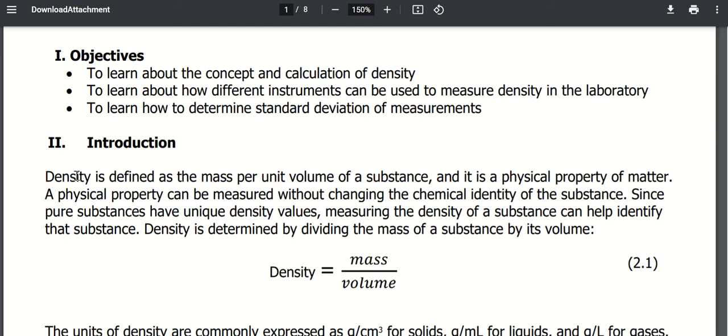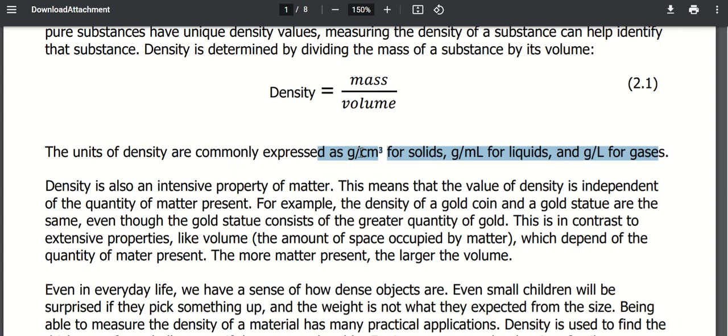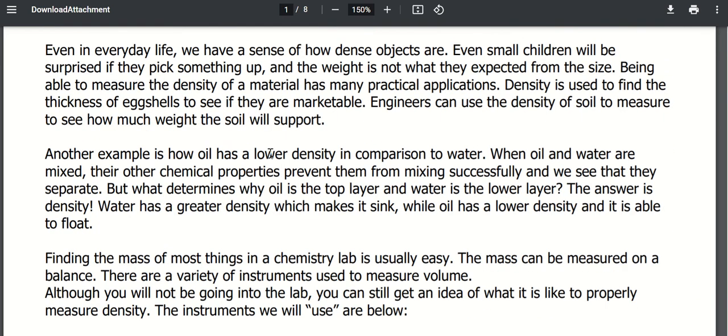So just an introduction, a summary of density, as introductions always summarize concepts. So here, it's density. We know density is mass over volume. So just a lot of pertinent information, such as the units that typically show up for the different states, and then some information on why density is important and why it's used in chemistry.